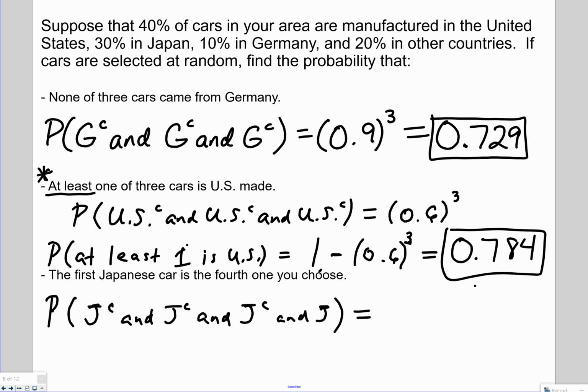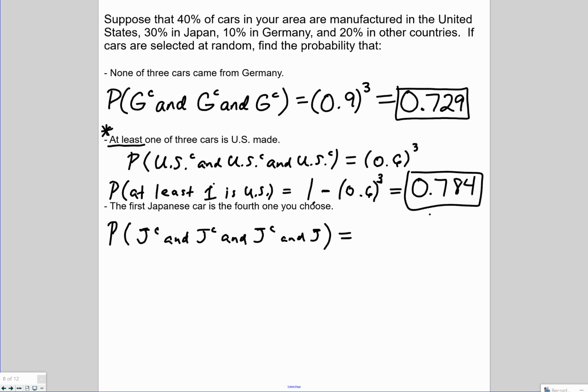Okay, so I'm going to write down what's not Japanese made if 30% of the cars come from Japan. 0.7. So 0.7 cubed, right? There's three of them that are not Japanese made. And then finally, it is from Japan.